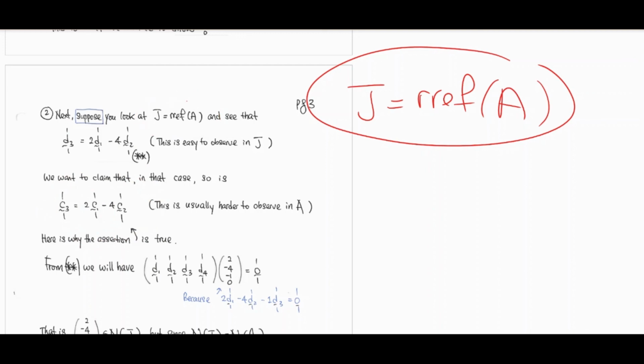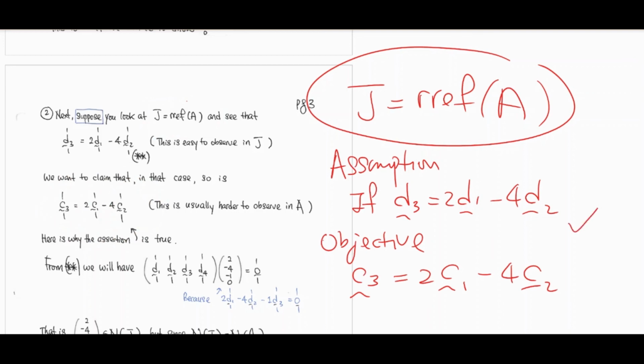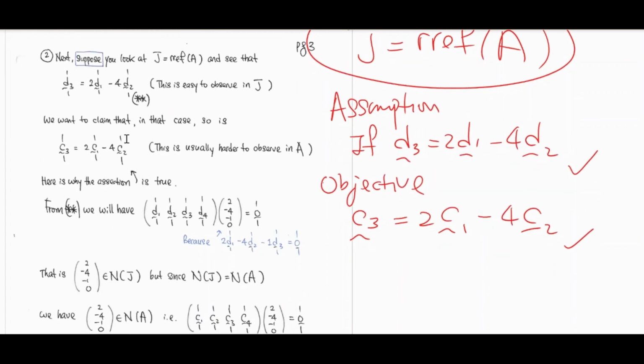Okay, now let me write down the objective and the assumption. The assumption is D3 is 2D1 minus 4D2. Our objective is to show C3 is 2C1 minus 4C2. So how do we do that? Now we are going to write this equation as this. I'm going to move my D3 to the other side. So obviously I have 2D1 minus 4D2 minus 1D3 equal to the 0 vector.